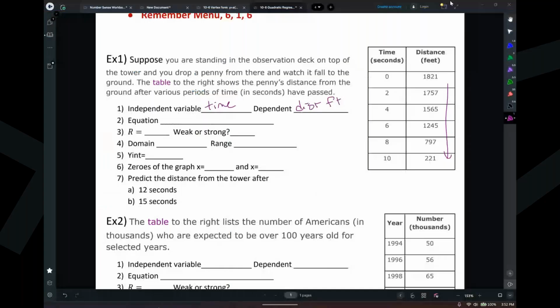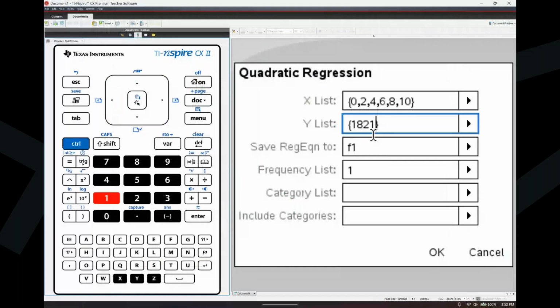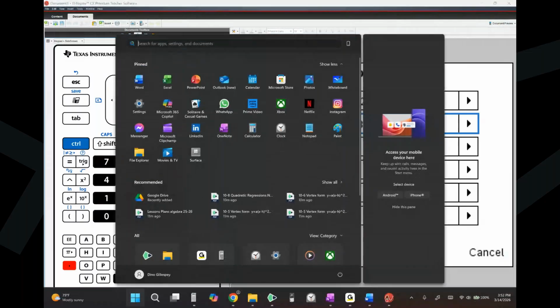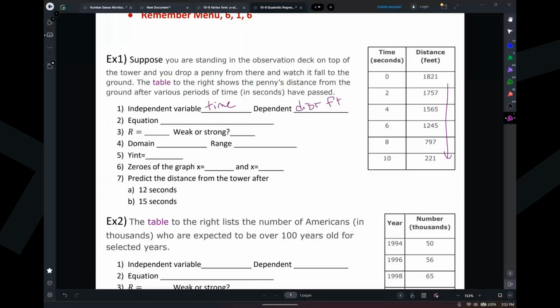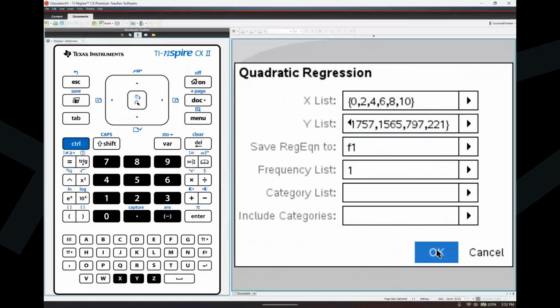What do we got? We got 1821, 750, 1757, 656, 1245. All right, let me write those in real quick. All right, so we got 1821, comma, 1757, 1565, and what are my other ones? We got 797 and 221. All right, go down, press OK.